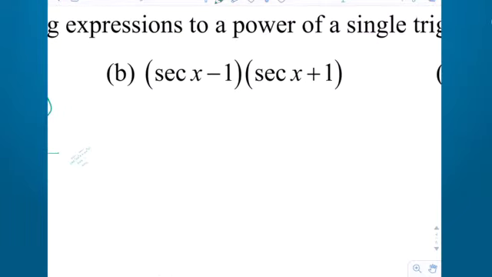Letter B. Letter B. Perfect. Secant of x minus 1 times secant of x plus 1. I want to end up with a single power of a single trig function. What to do, what to do.